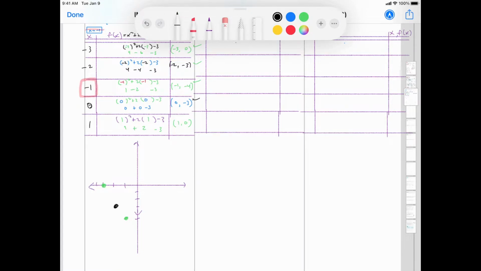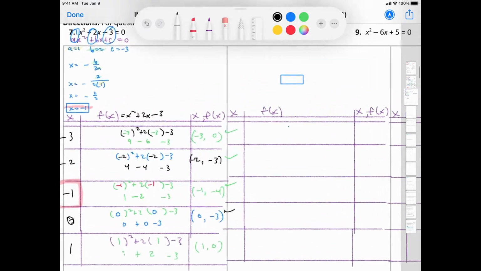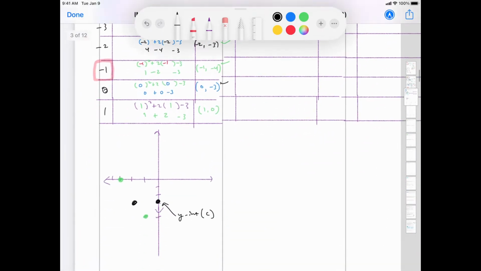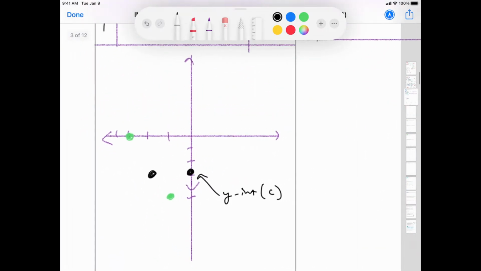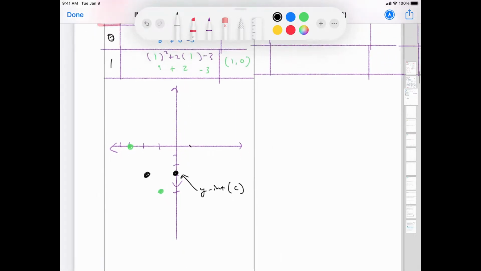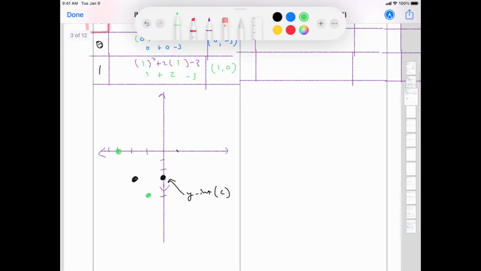0, -3. And I want to point out that this is actually your y-intercept. And why I point that out is because it's your c-value. So if you put in x equals 0, you will get this. So this helps you cross where the y-axis is. So it kind of just gives you another puzzle piece. And our last one, 1, 0.